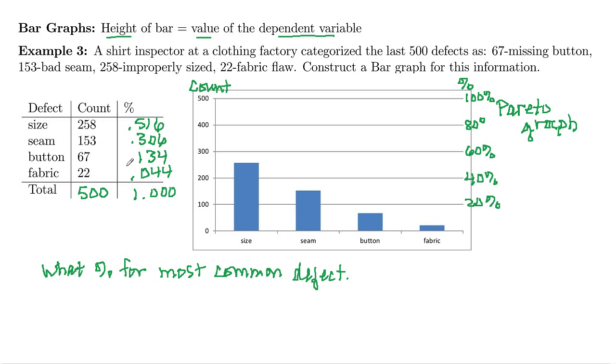So the most common defect was an improper sizing. That's the highest bar here. The count was 258 and the percentage 0.516, which is 51.6%.